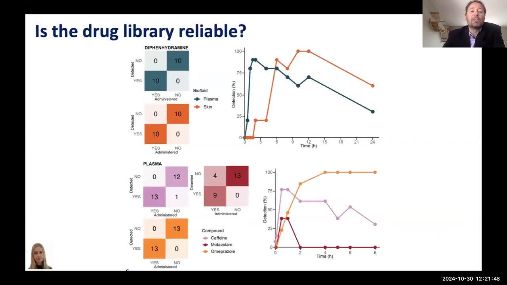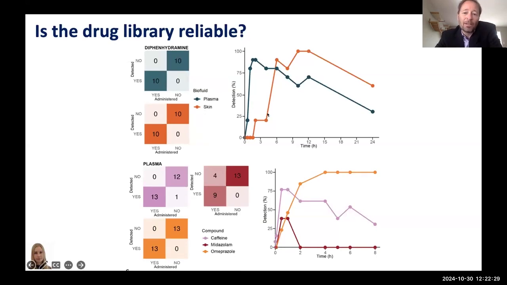So then the question is, does the drug library do what we want it to do? And so to test this, we took a data set where it was known that people were given certain drugs. So here's a group of 10 individuals that were given diphenhydramine, and 10 individuals where they weren't given diphenhydramine. And then here were 13 people that were given caffeine, midazolam, and omeprazole. And what you will see is that in 10 out of the 10 people that were given diphenhydramine, we did detect diphenhydramine. And that's both in the plasma as well as the skin samples.